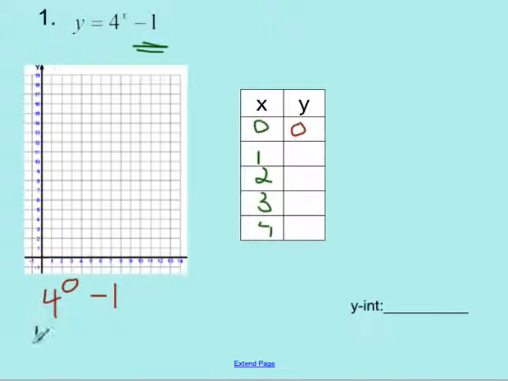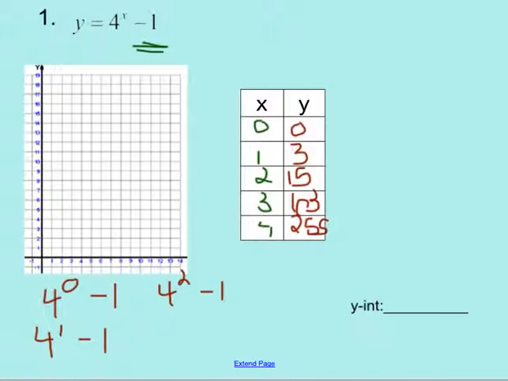And then I'm going to go ahead and plug in 1. 4 to the first power minus 1, that's going to give me 3. Then 4 squared minus 1, that's going to give me 15. So again, it's the same as yesterday, except this time we have to subtract at the end. So to fill out the rest of the chart, you end up getting 63 and 255. So let's go ahead and graph these.